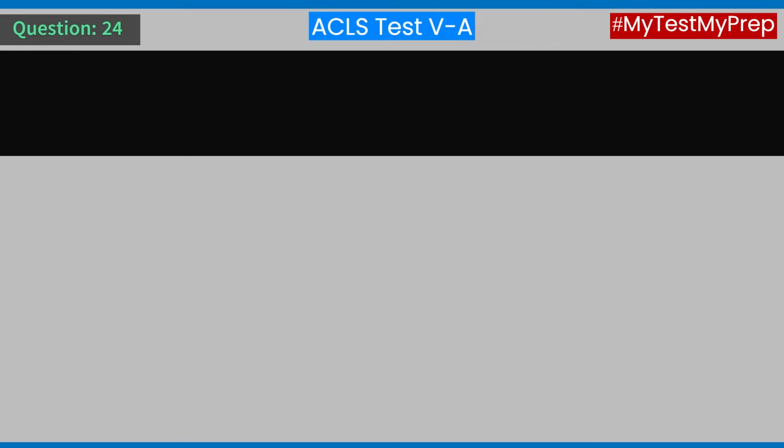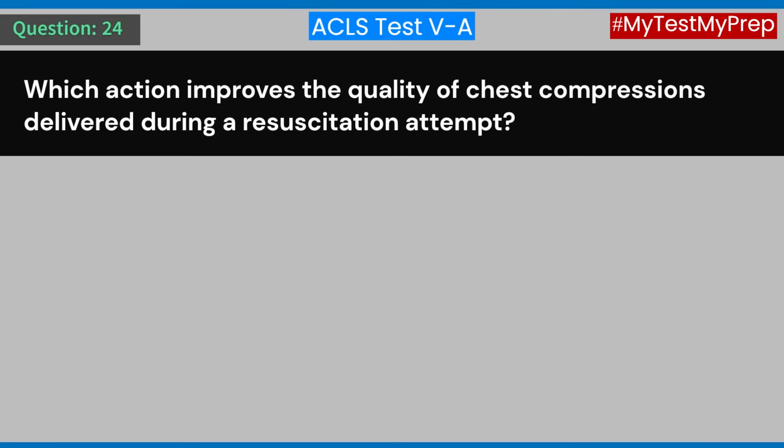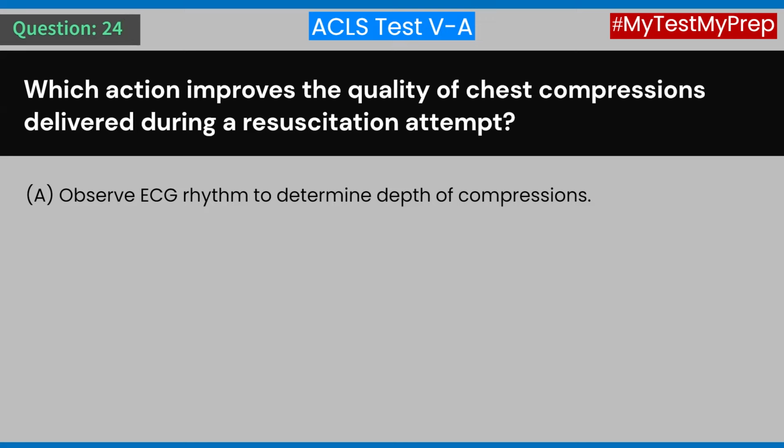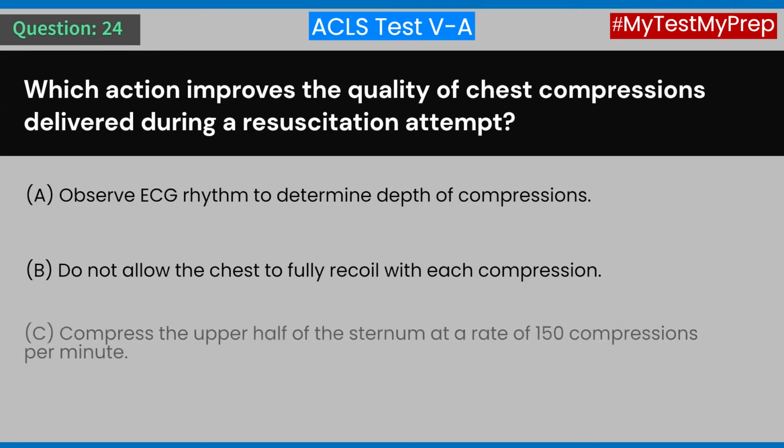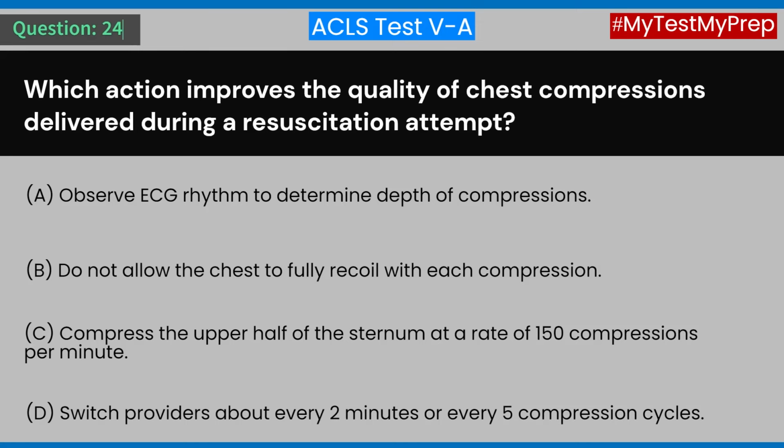Question 24. Which action improves the quality of chest compressions delivered during a resuscitation attempt? A. Observe ECG rhythm to determine depth of compressions. B. Do not allow the chest to fully recoil with each compression. C. Compress the upper half of the sternum at a rate of 150 compressions per minute. D. Switch providers about every 2 minutes or every 5 compression cycles. Answer D. Switch providers about every 2 minutes or every 5 compression cycles.